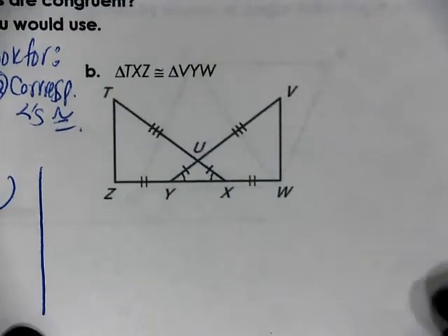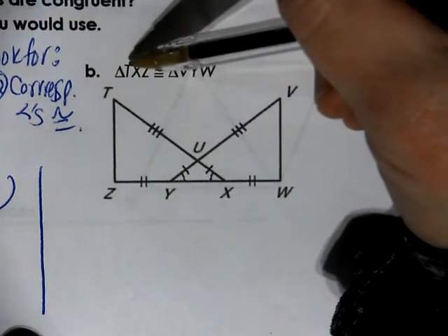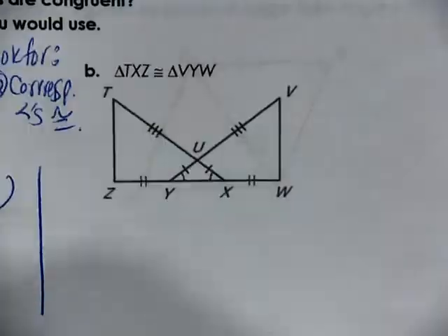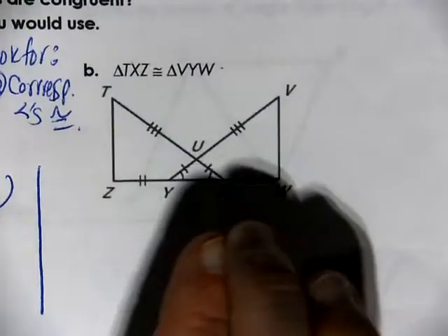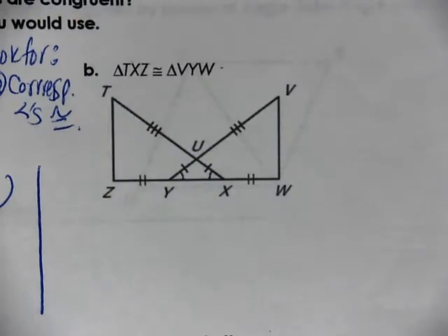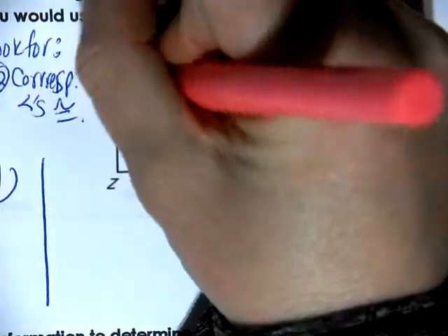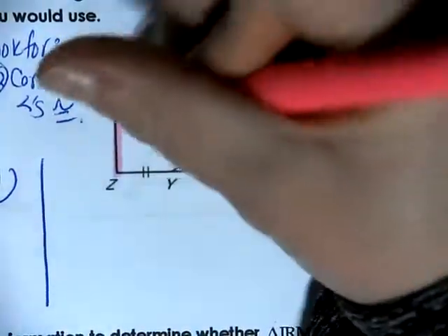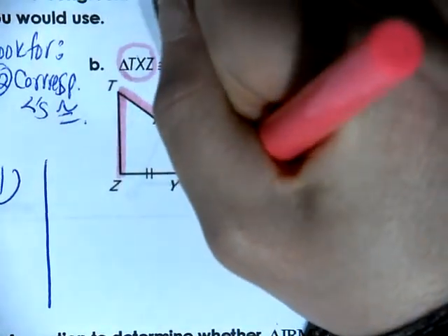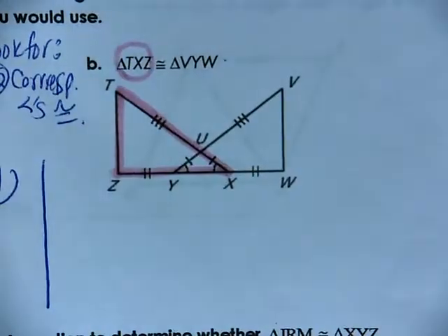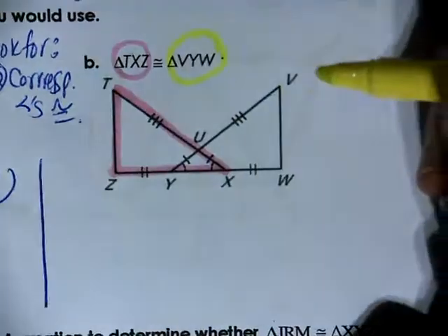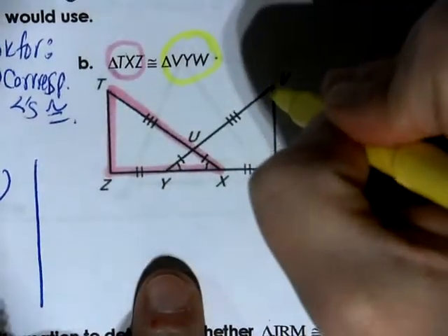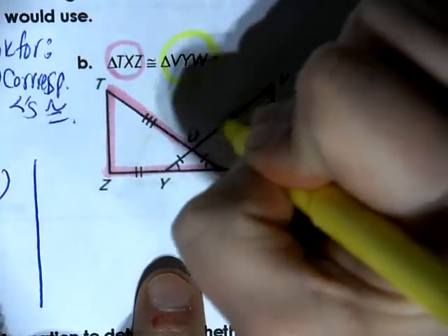For letter B, we are talking about triangle TXZ and triangle VYX. And notice that these triangles are overlapping, so it might be helpful if we were to use color. So I'm going to use pink to talk about TXZ. So here's TXZ. And I'm going to use yellow for this one, and I have VYW.